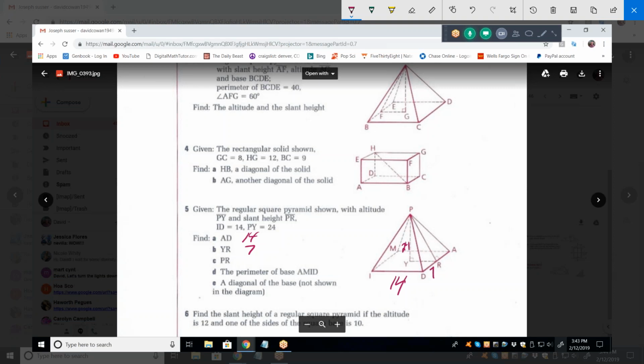PR. So that would be, here's that triangle, PRY. We know that YR is 7. We know that that's 24. This is actually another perfect Pythagorean triple that you run into every now and then. It's 25. Believe it or not, you would expect it to be a bigger number, but it isn't. So that's what that is.